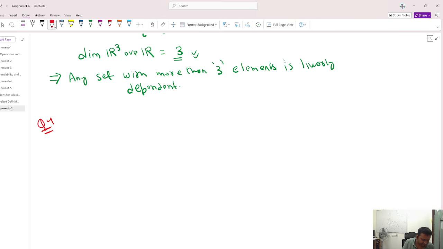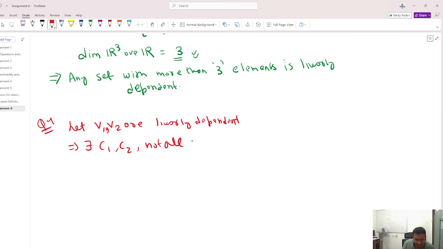Question number 4. So is it always true that V1 is a multiple of V2? Okay, so let us see. Let V1, V2 be linearly dependent. So you have to check if there exists a lambda in R such that something happens. So this means there exist C1, C2, not all 0. Say C1 is non-zero, such that C1 V1 plus C2 V2 is equal to 0, right?